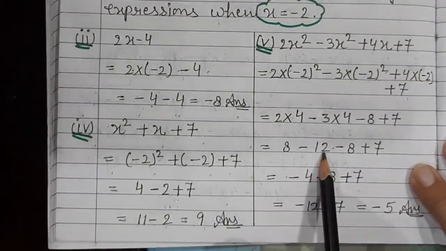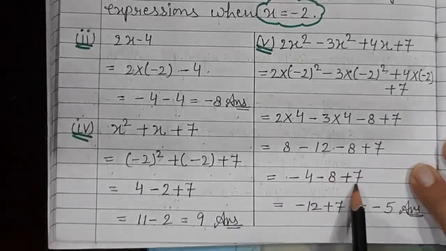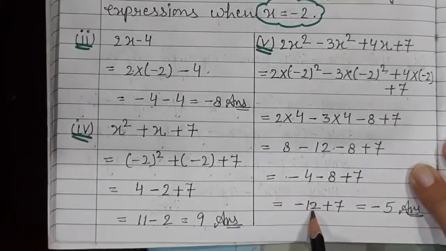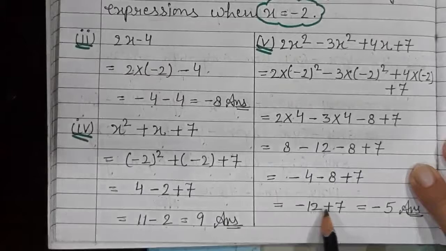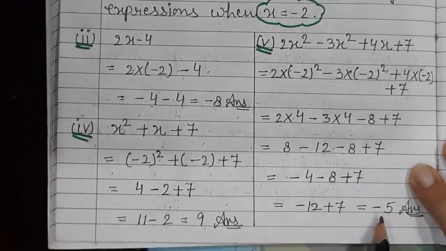8 minus 12 is minus 4, minus 8 plus 7. Minus plus, 8 plus 4 is 12. 8 is greater, so minus 12 plus 7. Minus plus minus, 12 minus 7 is 5, and 12 is greater, so minus 5. So minus 5 will be the answer.